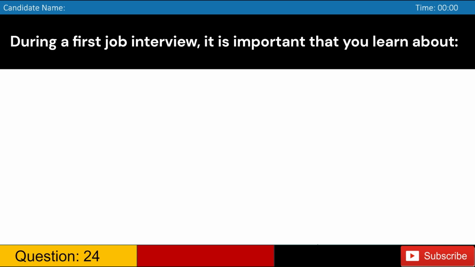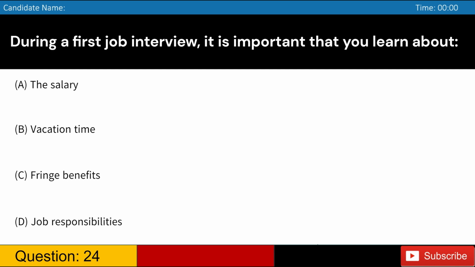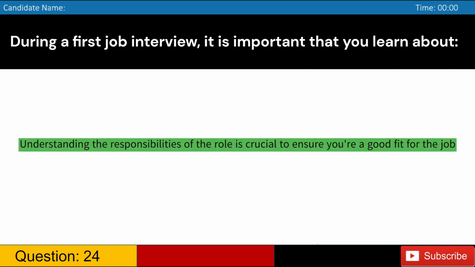During a first job interview, it is important that you learn about A. The salary. B. Vacation time. C. Fringe benefits. D. Job responsibilities. Answer D. Understanding the responsibilities of the role is crucial to ensure you're a good fit for the job.